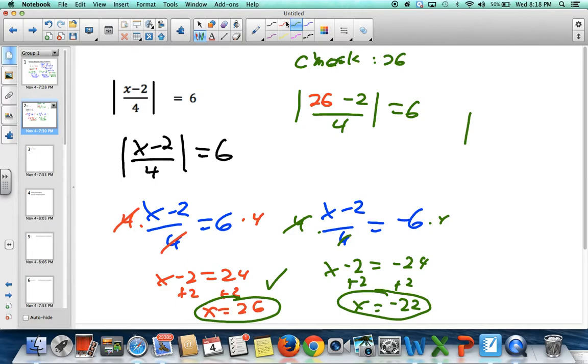The absolute value of negative 22 minus 2 over 4 equals 6. Negative 22 minus 2 is negative 24 over 4, which is negative 6. The absolute value is positive 6. Both of those answers work. All right, we look at the next one now.